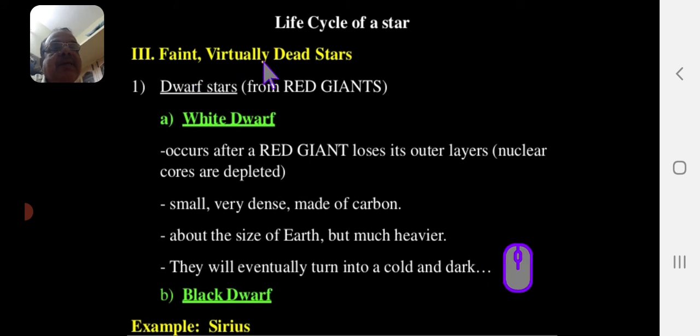Next, faint, virtually dead stars. These are called dwarf stars, white dwarfs. A red giant loses its outer layer and becomes small and very dense. These are made of carbon and about the size of the earth, but much heavier. They eventually turn cold and dark. These are called white dwarfs. An example is Sirius.